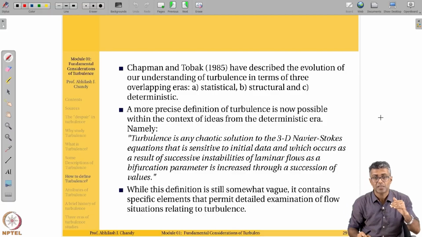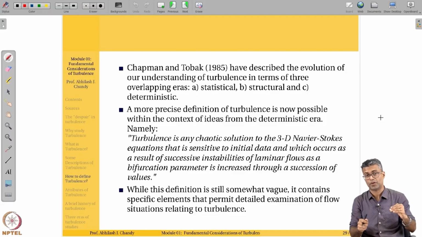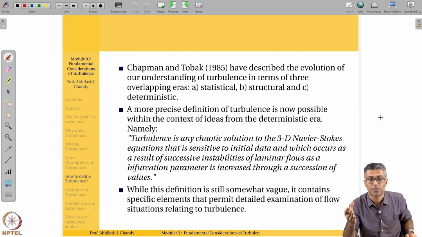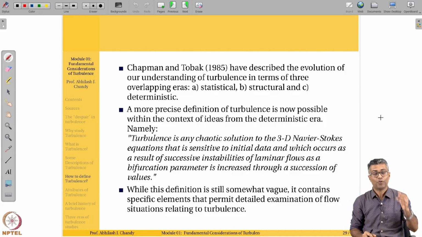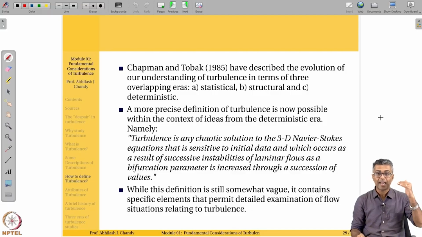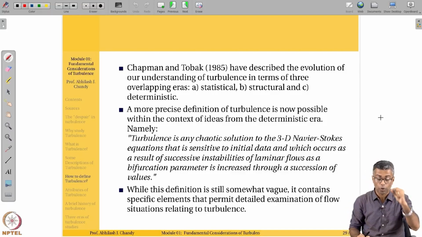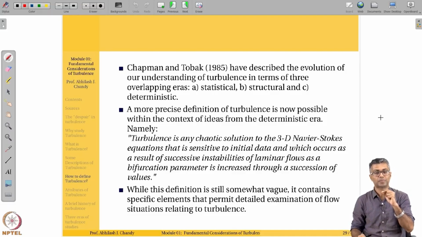Successive instabilities. Once you have laminar flow, and you increase a bifurcation parameter, to be specific, what is that bifurcation parameter? It is the Reynolds number. As the Reynolds number is increased, you start to see instabilities in the laminar flow. This is what Reynolds observed. He had laminar flow initially when the Reynolds number was low. He started to increase the flow rate, increase the Reynolds number, and then he started to observe instabilities in the flow. So that is the successive instabilities of laminar flow.